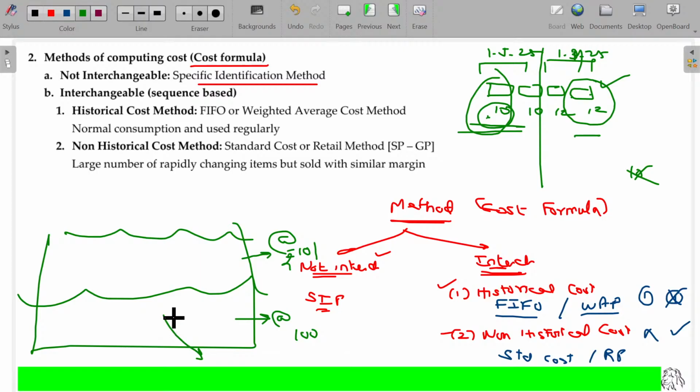So we cannot identify whether the 1 liter of petrol is from here or here, it remains petrol only. I cannot classify the petrol purchased at this rate and this rate. I cannot identify. Then it is called unidentifiable or interchangeable. In that case, we can use the historical cost or non-historical cost method. Hope you will now be able to understand the cost formula determination.